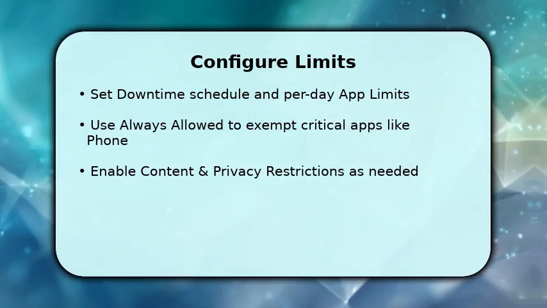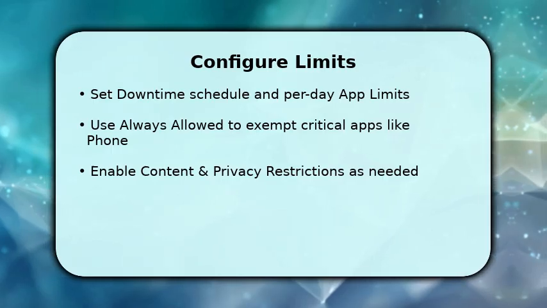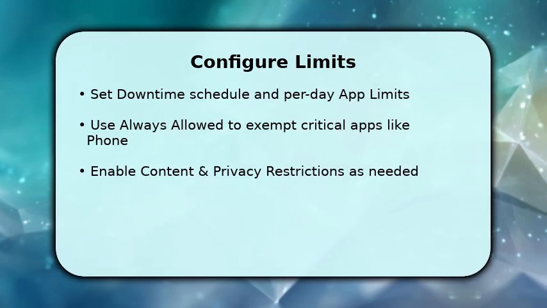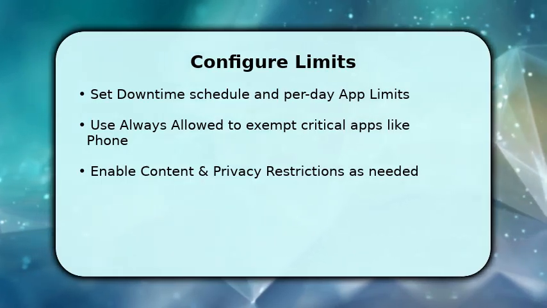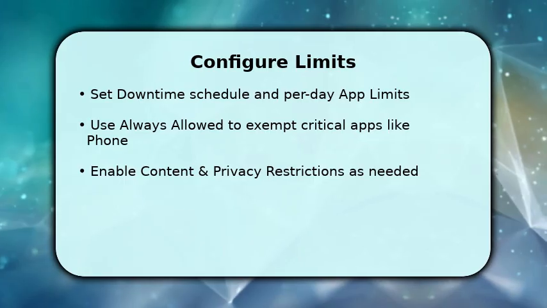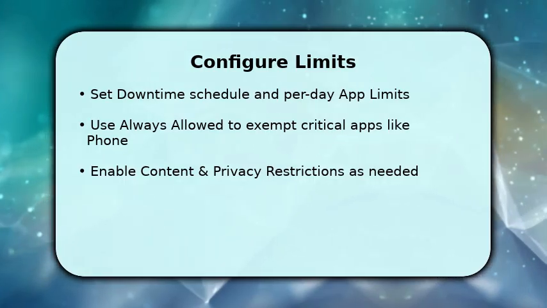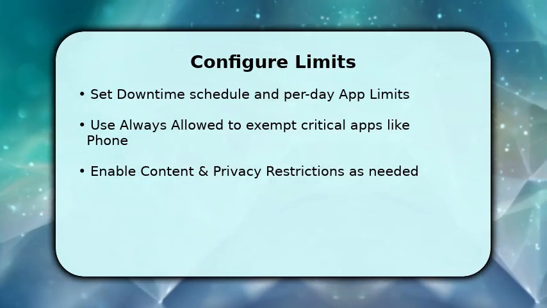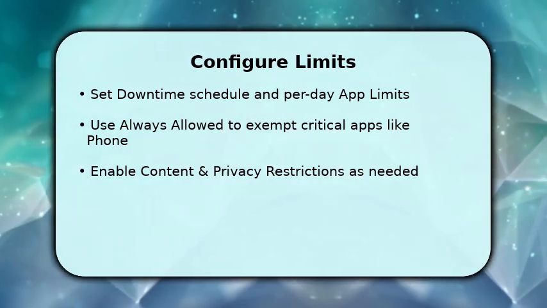Next, add app limits by category or individual app and pick time allowances per day. Once time expires, the app is blocked. Use always allowed for phone or essential utilities, so they're exempt. Also review content and privacy restrictions to block explicit content and purchases. These options protect usage and enforce rules.